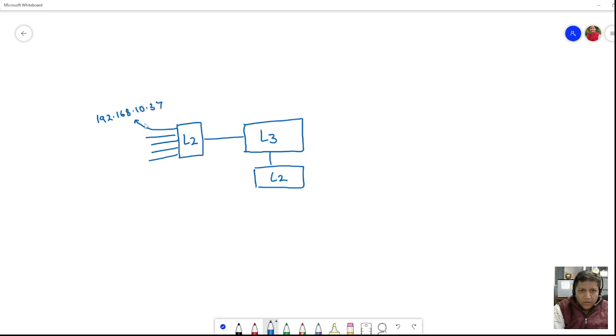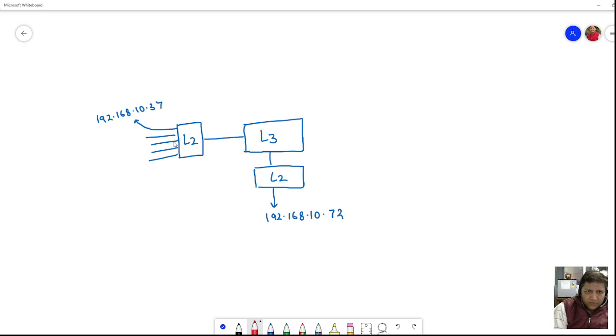192.168.10.37, and now it wants to communicate to a machine 192.168.10.72. Say this is the second subnet. Now please pay attention everybody, this is important.